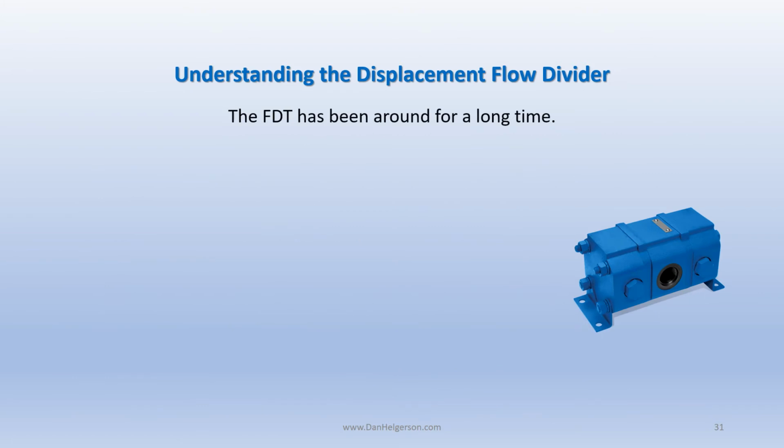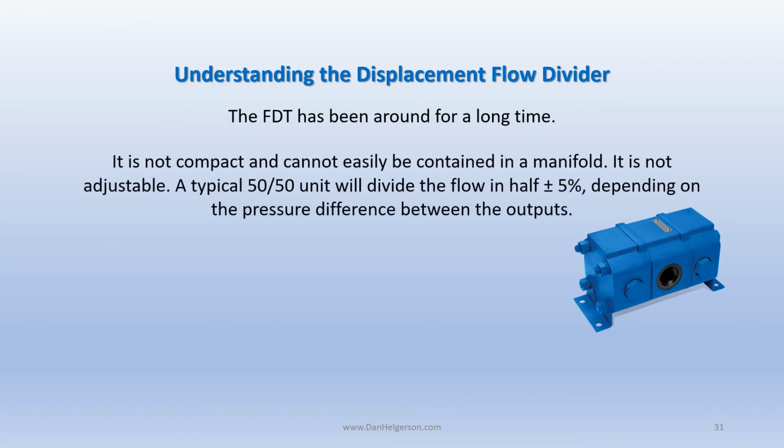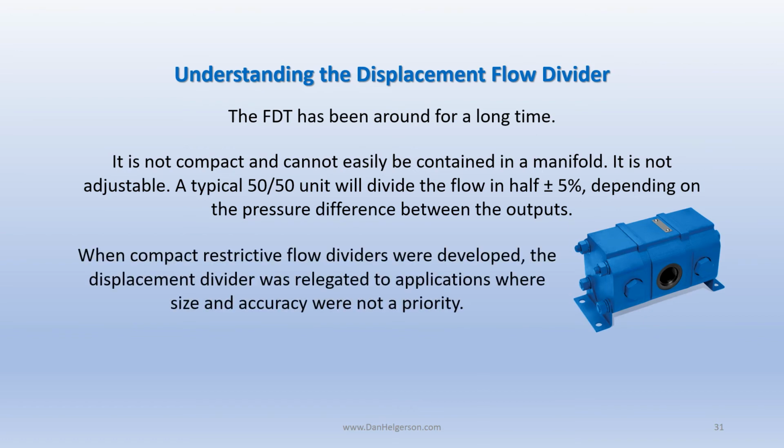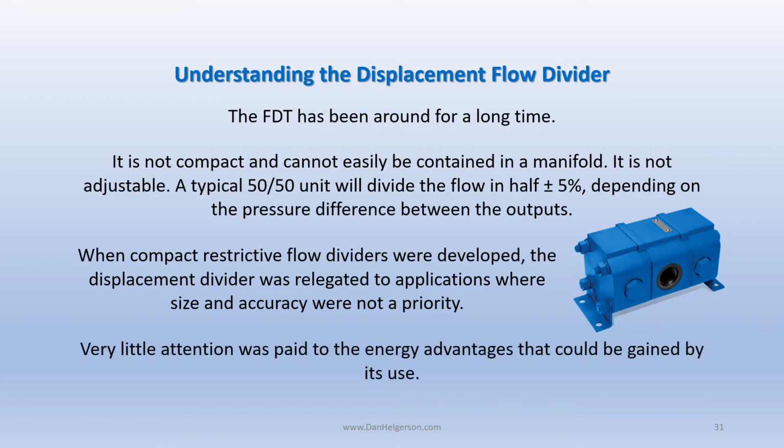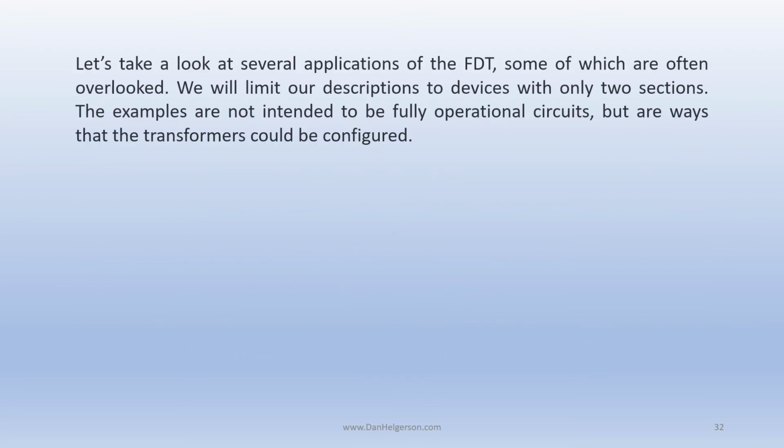The FDT has been around for a long time. It is not compact and cannot easily be contained in a manifold. It is not adjustable. A typical 50-50 unit will divide the flow in half, plus or minus 5%, depending on the pressure difference between the outputs. When compact restrictive flow dividers were developed, the displacement divider was relegated to applications where size and accuracy were not a priority. Very little attention was paid to the energy advantages that could be gained by its use.